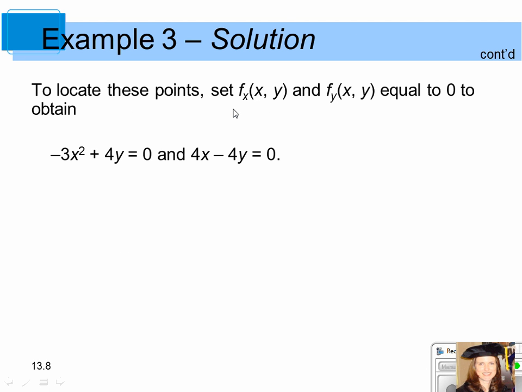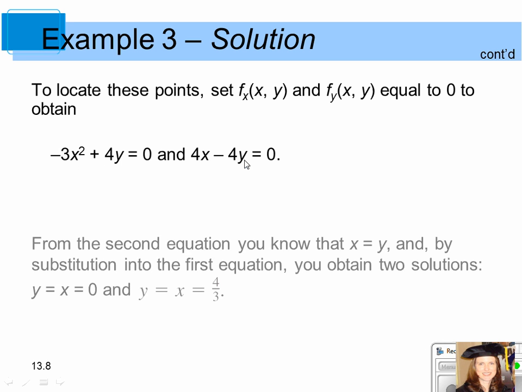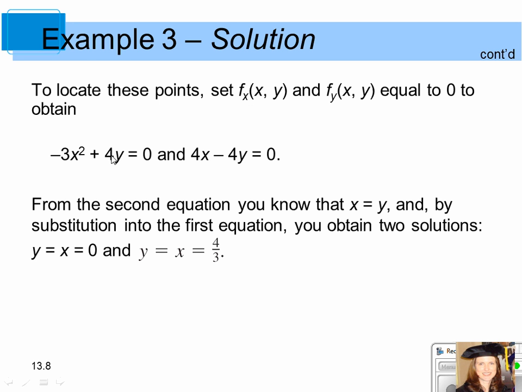To locate these points, we're going to set them both equal to 0 to get these equations. And then by using substitution, the first equation we're going to leave as it is, but the second equation, 4x minus 4y equals 0, by adding 4y to both sides, you get 4x equals 4y, and then by dividing by 4, you get x equals y. So from the second equation, we get x equals y. Now we're going to plug that back into the first equation to get the equation negative 3x squared plus 4x equals 0. Now that's a quadratic equation.